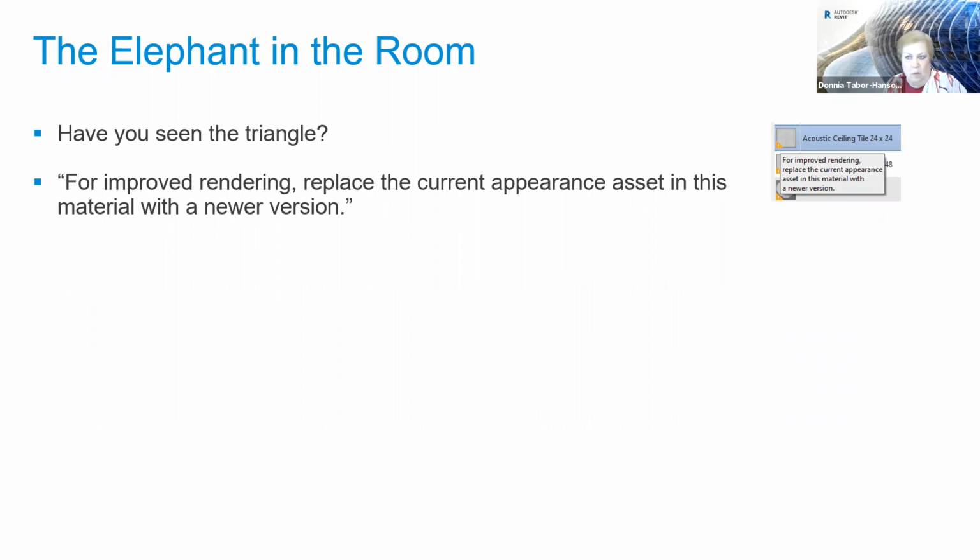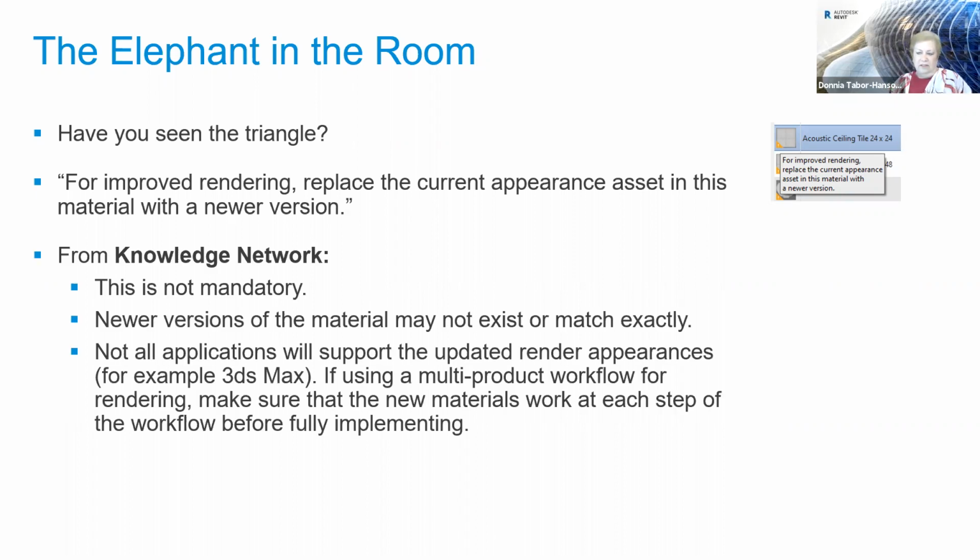So you're wondering, well, why didn't they fix that? Well, here's why. I found this on the Knowledge Network. This is not mandatory to fix these. Newer versions of the materials may not exist or match exactly. Not all applications will support updated rendering appearance, for example, 3D Max. You get more confused as you're reading this. If you're using a multiple product workflow for rendering, make sure the new materials work in each step of the workflow before fully implementing.